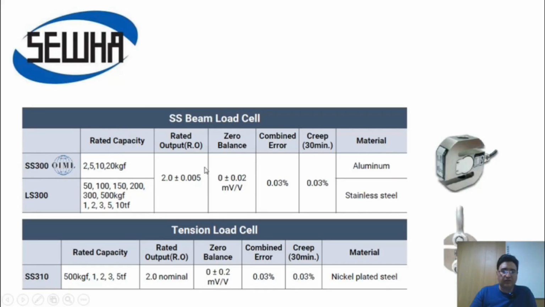One crucial point I should mention about these S-type load cells is that these S-type load cells also possess the OIML standard. The OIML standard is a globally recognized standard directly related to weighing equipment.